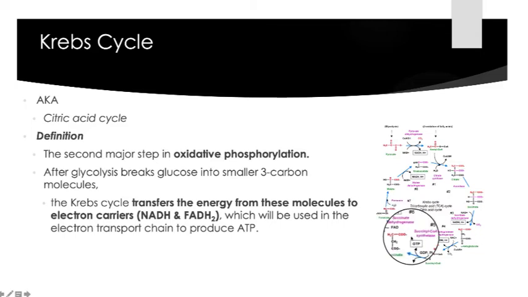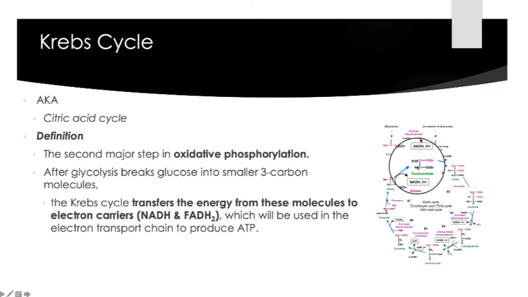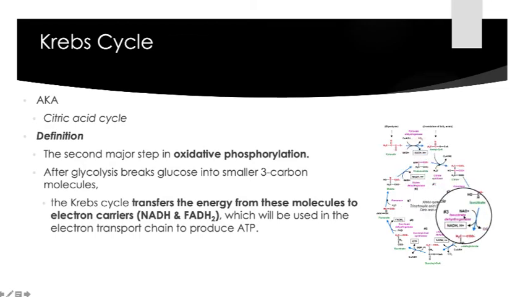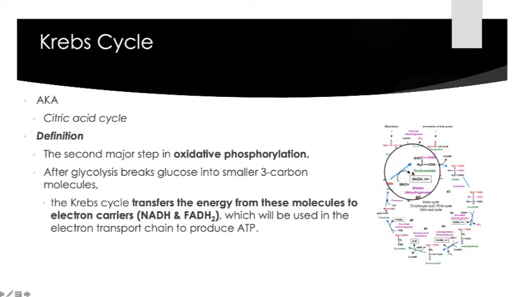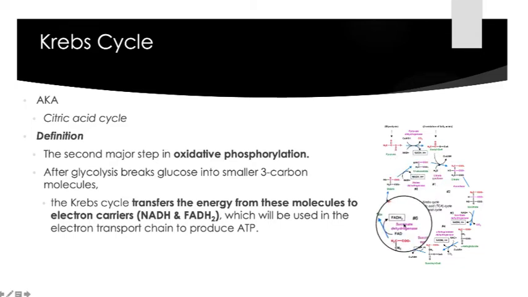GTP is also being formed, which can be converted into ATP, so you can get one ATP out of one GTP. If we look at this cycle here, we can see that we get one NADH, two NADH, one ATP, one FADH2, and another NADH. So we get 3 NADH and 1 FADH2. And again, that's potential energy that is ultimately going to go down into the electron transport chain to produce ATP.